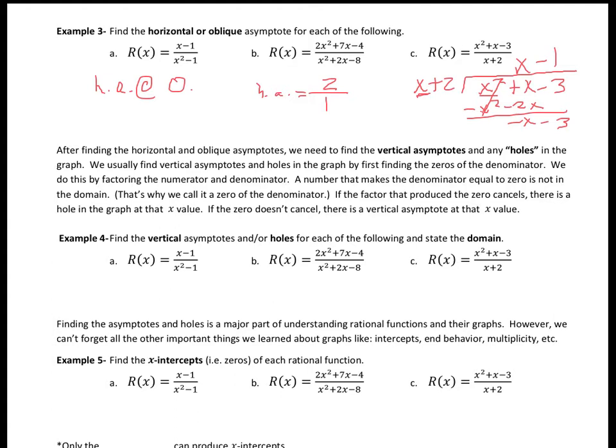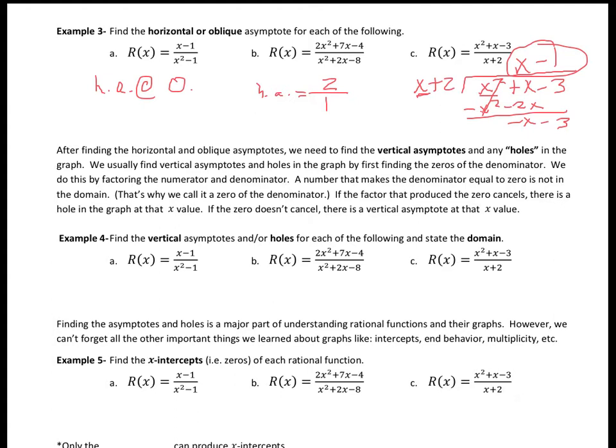That's all we have to do when we're finding oblique asymptotes. You now have an oblique asymptote at x minus 1. We don't care what the remainder is or any of that stuff. We don't have to completely divide it out. As soon as we get that number up top there, we're done. So in this case, we have an oblique asymptote at x minus 1.